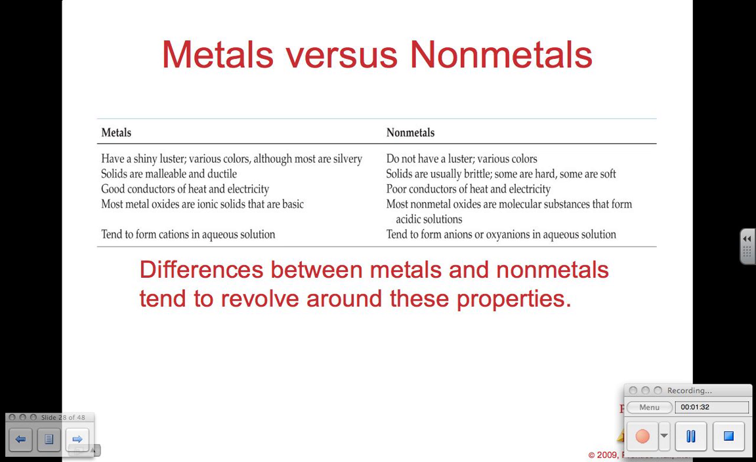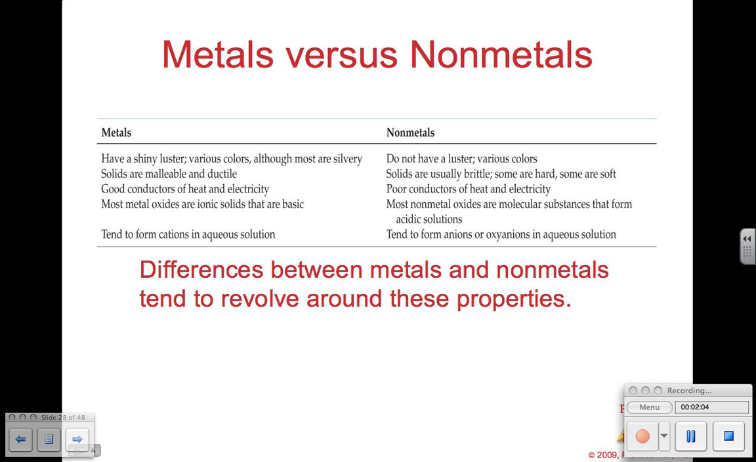Well, metals: shiny luster, various colors, but mostly silvery. The solids are malleable, meaning you can pound them into sheets, or ductile, which means you can create them into wires. Metals are good conductors of heat and electricity, and most metal oxides are ionic solids that are basic when they combine with water. And metals tend to form cations in aqueous solutions, being positive ions present.